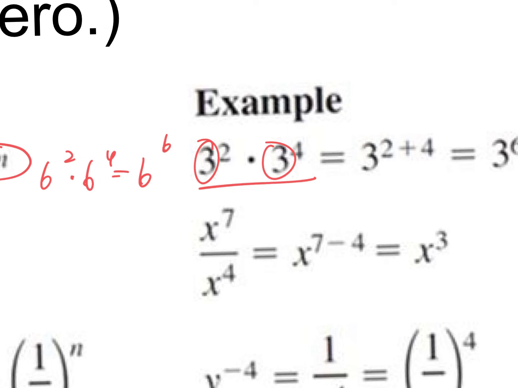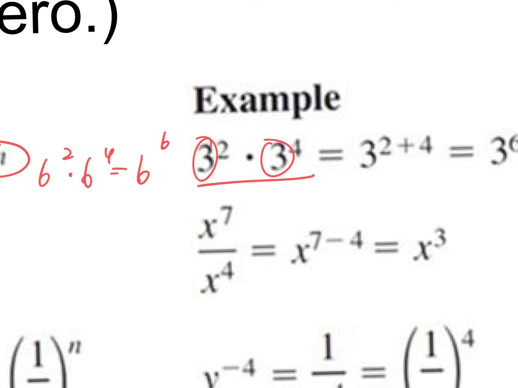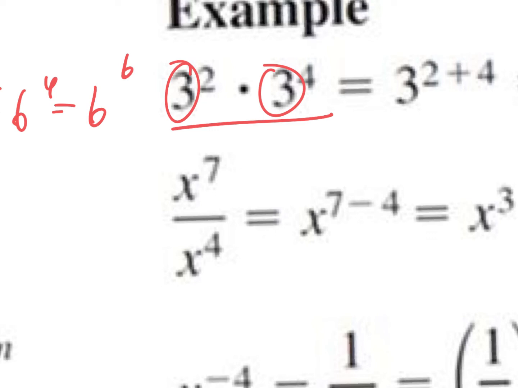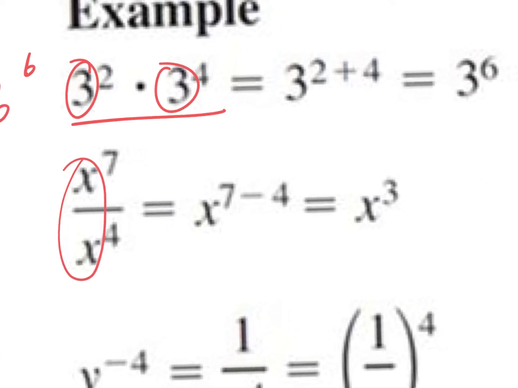The opposite of multiplication is division, yes? So what's the opposite of addition? Subtraction. So if we're dividing bases that are the same, we subtract. You subtract from top to bottom. So my base would remain the same, x, and then I say 7 minus 4 is x to the third.